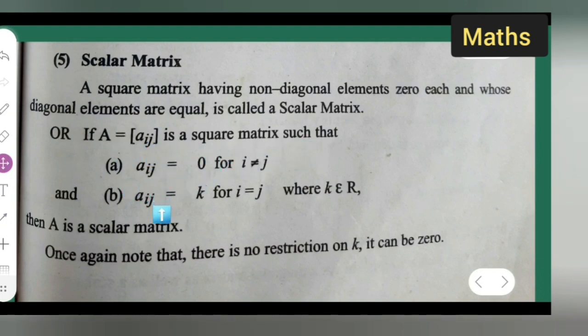there are two conditions given: first, aij is equal to 0 for i not equal to j, and second, aij is equal to k if i is equal to j, where k belongs to the real numbers. k is a constant over here. It belongs to the reals. Then A is a scalar matrix. Once again note that there is no restriction on k. It can be 0 also.